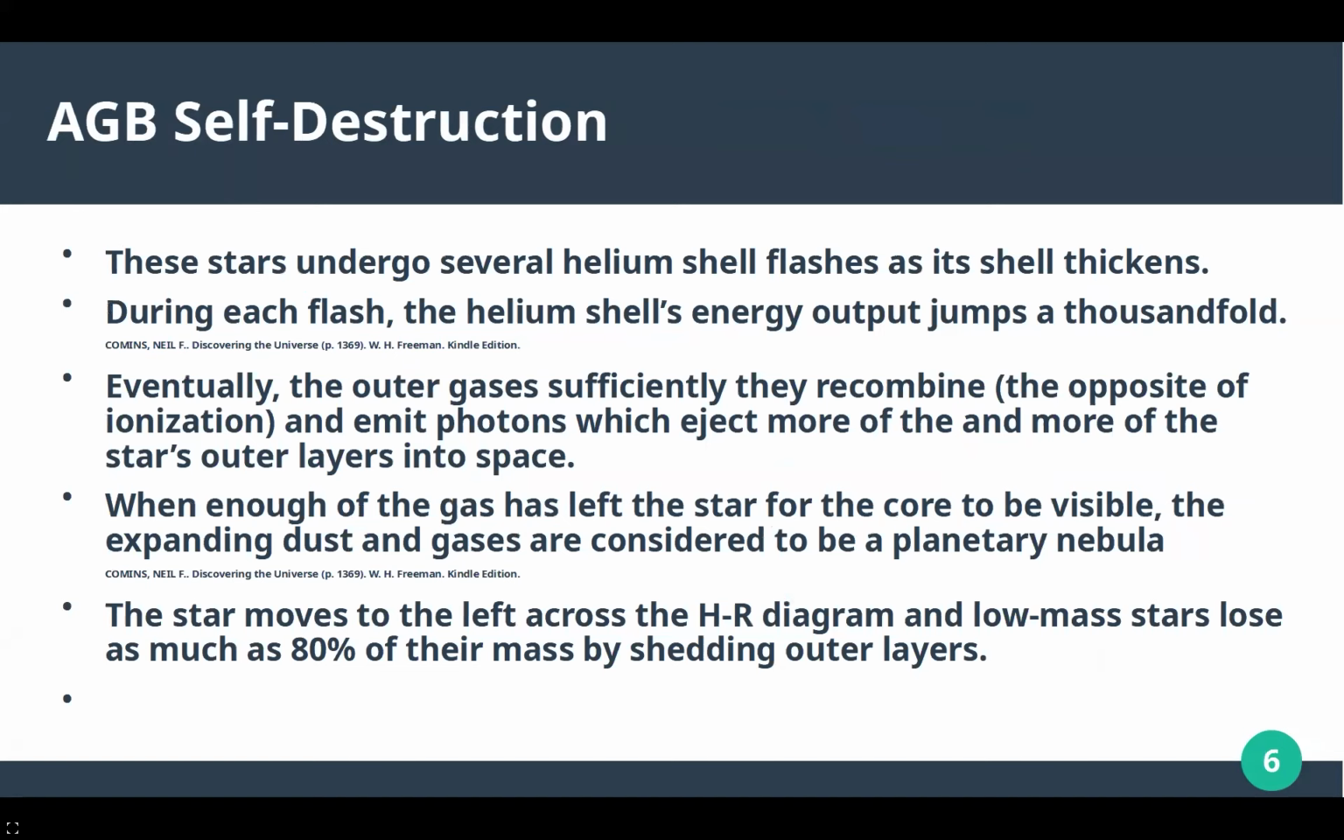When enough of the gas has left the star for the core to be visible, the expanding dust and gases are considered to be a planetary nebula. The star moves to the left across the HR diagram, and low-mass stars lose as much as 80% of their mass by shedding outer layers.